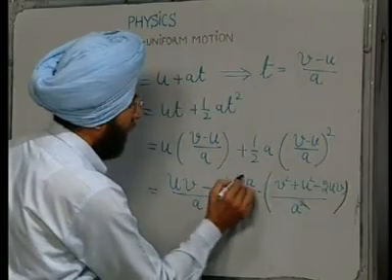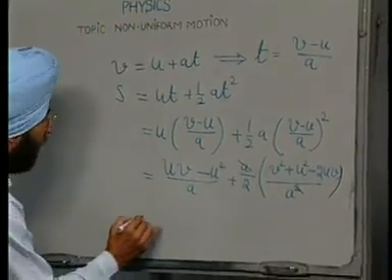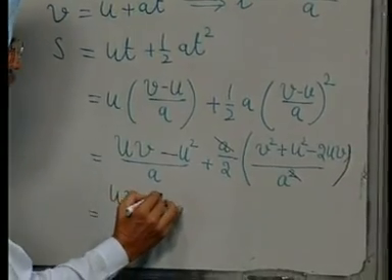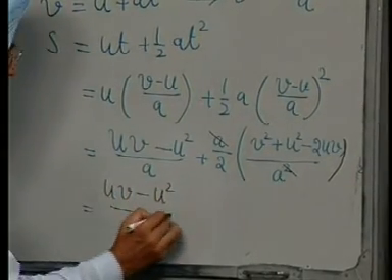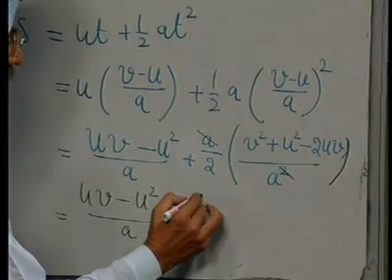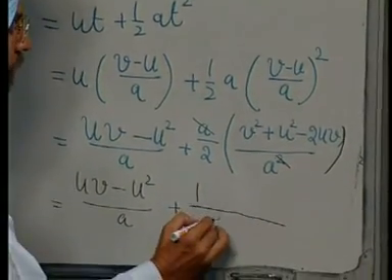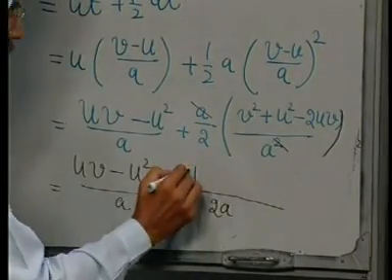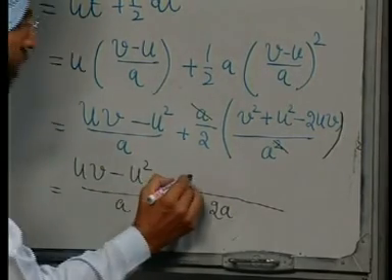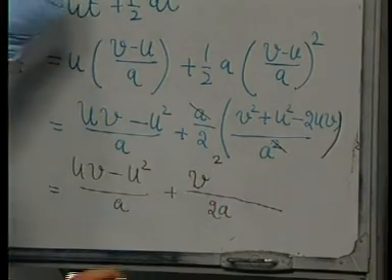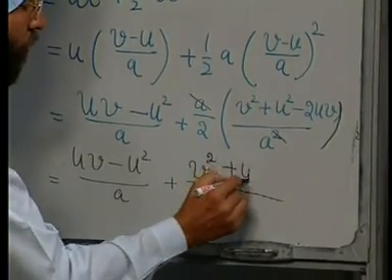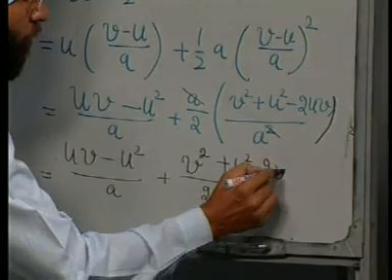Here a square gets cancelled with this a. So, what we are left with is u v minus u square over a, plus 1 over 2 a, we can write this as v square plus u square minus 2 u v.